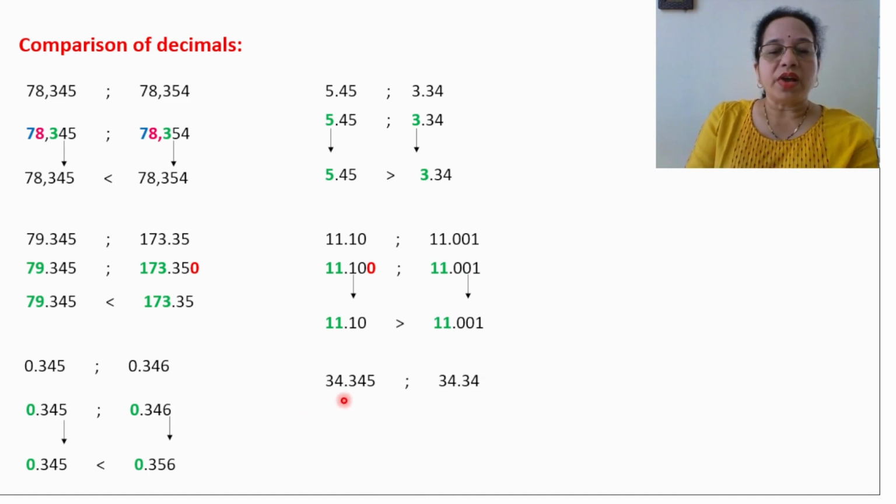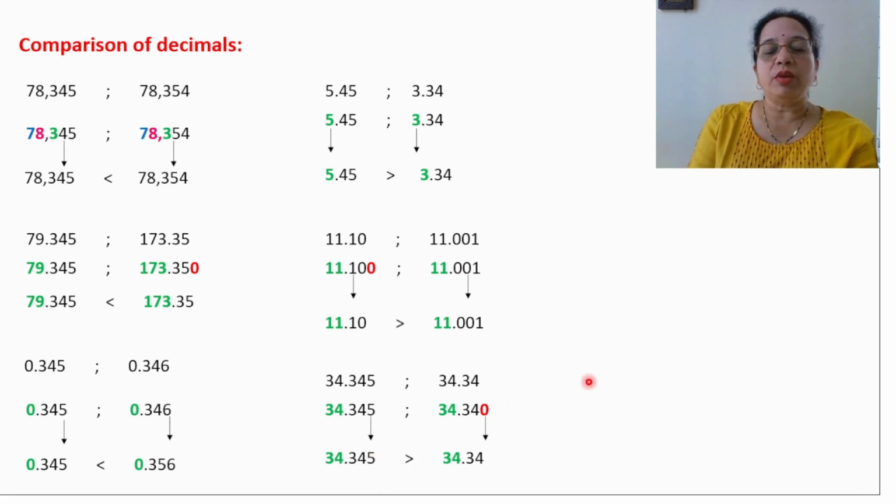Next one is 35.345 and 34.34. Again, your decimal places are different, so convert into like decimals. Now, your whole part is same, 34, 34. Go for the next digit, 3 and 3. This is same. Next one is 4 and 4. This is same. Now, which is left? 5 and 0. So, which one is greater? 5 is greater. So, 34.345 will be greater.